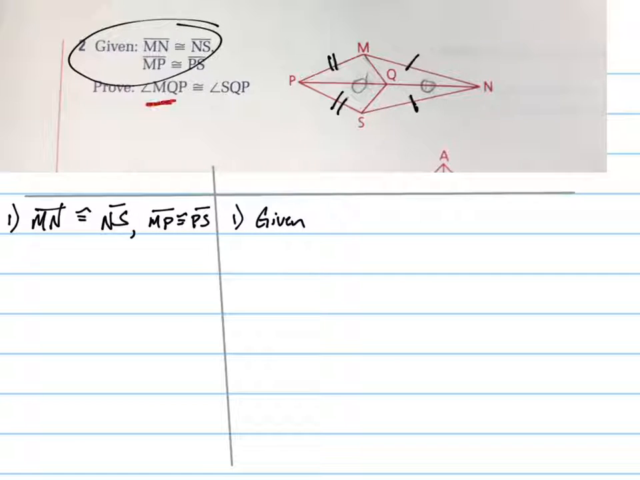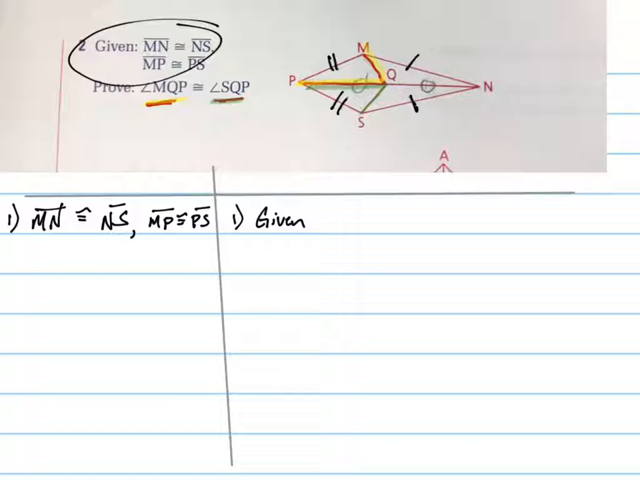is that that angle is equal to that angle. So where is that? MQP, this angle right here, MQP is congruent to SQP, right there. That's what they want me to show. All right, so let's come up with a plan of attack.